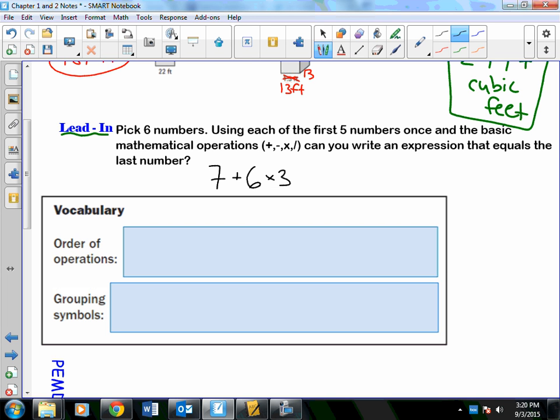So they might think, I'm going to do 7 plus 6 first, and then multiply by 3. 7 plus 6 is 13. 13 times 3 would be 39. It's a valid idea. Another person might say, well, why can't I just do the multiplication first? So if I have 7 plus 6 times 3, maybe I'll do 6 times 3, get 18, do 7 plus 18, and then I end up with 25 instead.